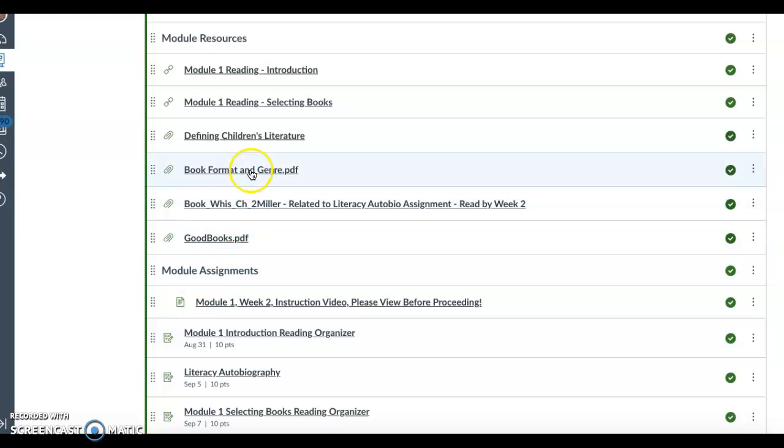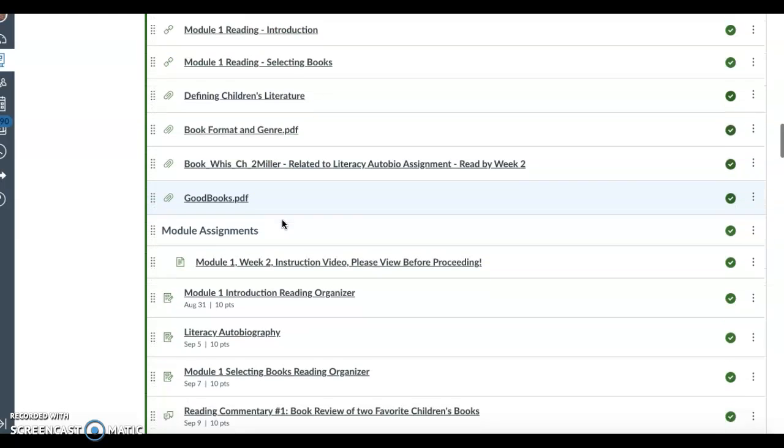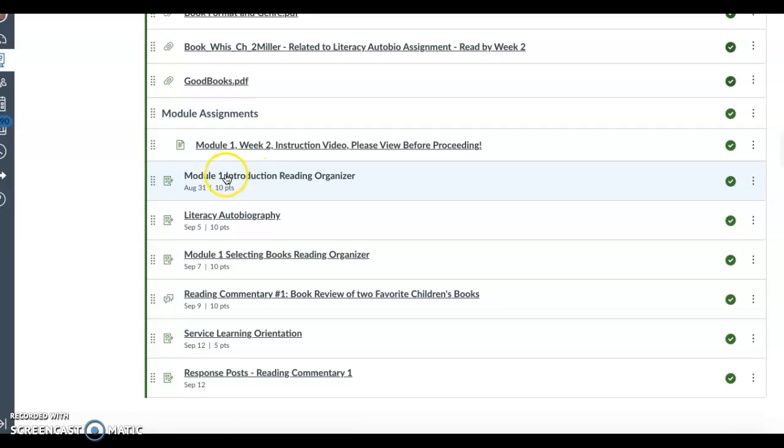As mentioned in my overview video, sometimes our module will provide additional resources, and you can see here we have a couple of extra resources for the week: defining children's literature and a book format and genre PDF. It's just a supplemental. Always use the actual module readings as your reading organizer resources. So as I jump down in here to our first assignment for the week, it's our Module 1 Introduction Reading Organizer.